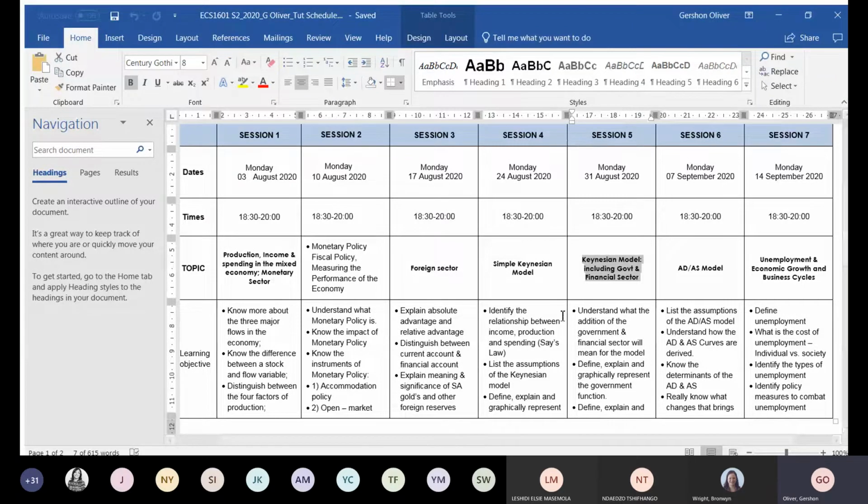And when you move over to session 6, we will be looking at the aggregate demand, aggregate supply model. You're relaxing some of those assumptions that you had previously. In other words, you're actually opening up the model now, okay? And then after that, in session 7 over there, we'll be looking at unemployment and economic growth as well as your business cycles.